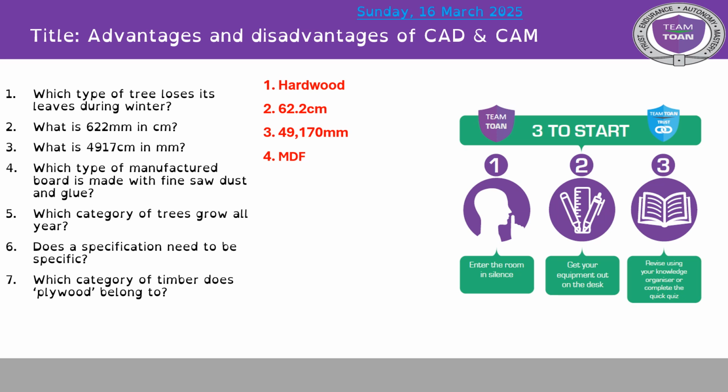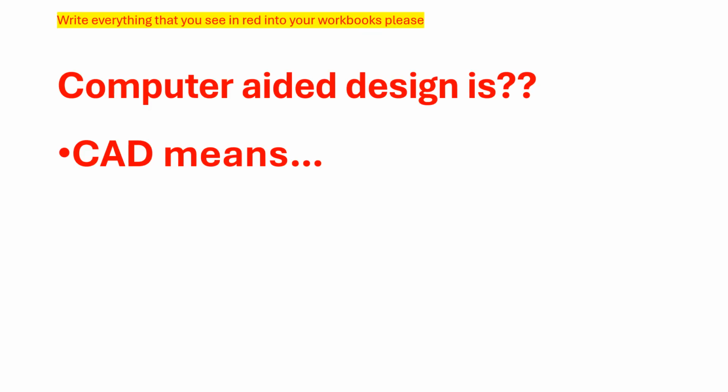Which category of trees grow all year round? That's softwood. Does the specification need to be specific? Yes, it does. And which category of timber does plywood belong to? Again, manufactured wood or manufactured boards. So everything that you see in red, please do write down into your books. This will be part of your revision.